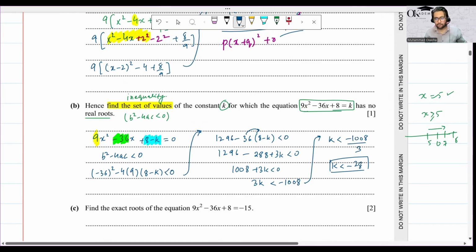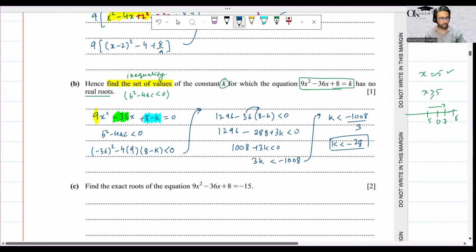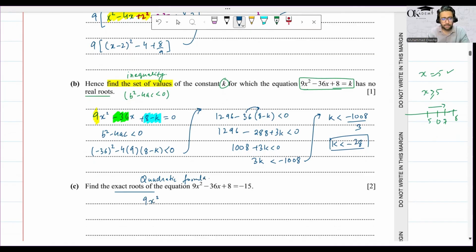Find the exact roots of the equation 9x squared minus 36x plus 8 equals negative 15. This is pretty simple. When we say exact roots, what we actually mean is we'll use the quadratic formula, or you can use factorization as well if you want. First, I'll bring 15 to the other side. So altogether, I'm going to get 9x squared minus 36x, 8 plus 15 is 23, equals 0.